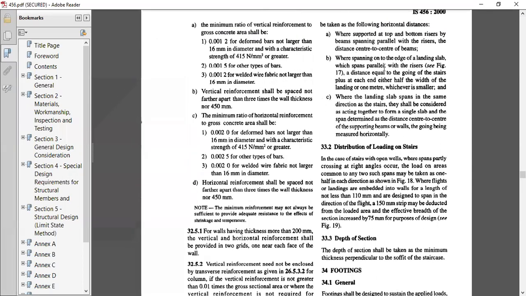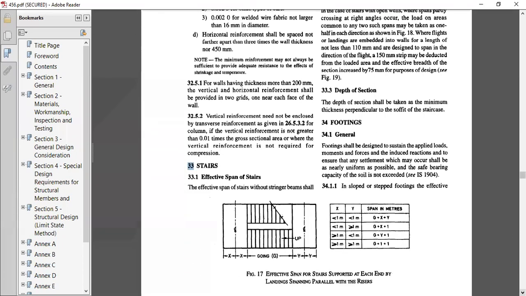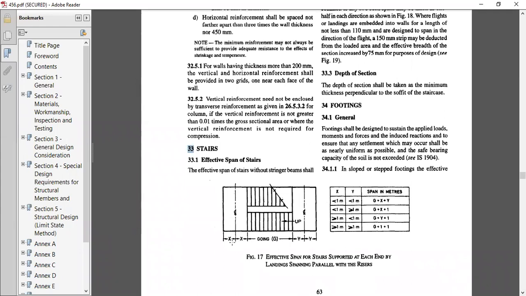So in that case, we're spanning on the edge of a landing slab which spans parallel with the risers, a distance equal to the going of the stairs plus at each end either half the width of the landing or 1 meter whichever is smaller. ठीक है, हाफ द विड्थ ऑफ द लैंडिंग और 1 मीटर, ये जो है लैंडिंग इसका हाफ एक्स कंसिडर किया है, तो हाफ द विड्थ ऑफ द लैंडिंग और 1 मीटर विच एवर इज लेस वो कंसिडर करेंगे। समझ में आया?